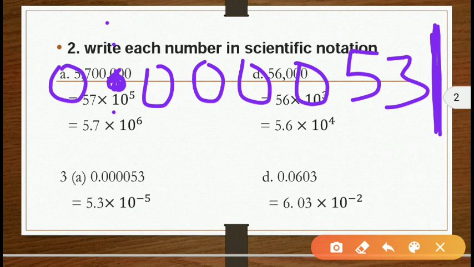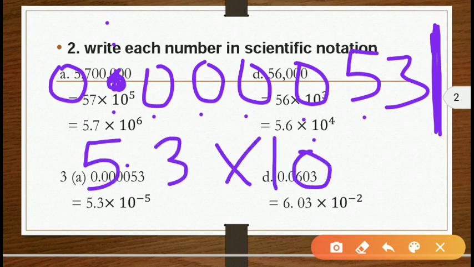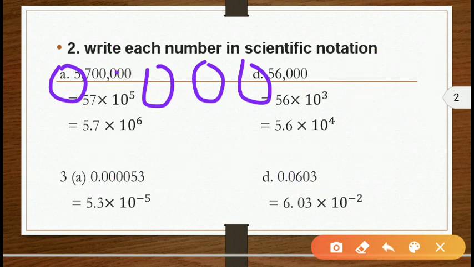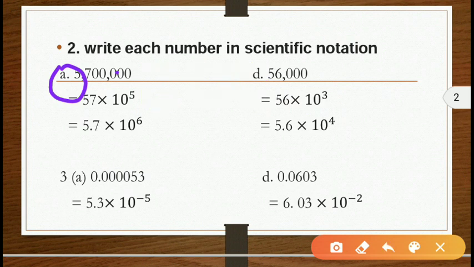Suppose you want to shift your decimal here in between 5 and 3. So how many digits have you crossed? 1 2 3 4 5. After the 5 digits you want to place your decimal, so you can write 5.3 into 10 to the power minus 5. You have crossed 5 digits and you are shifting your decimal from the left hand side to the right hand side, that's why the power is negative. When you shift your decimal from right to left, the power will be positive. When you shift your decimal from left to right, the power will be negative.